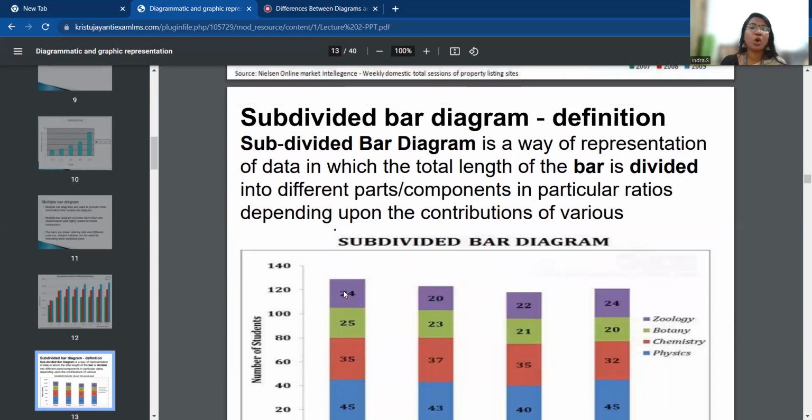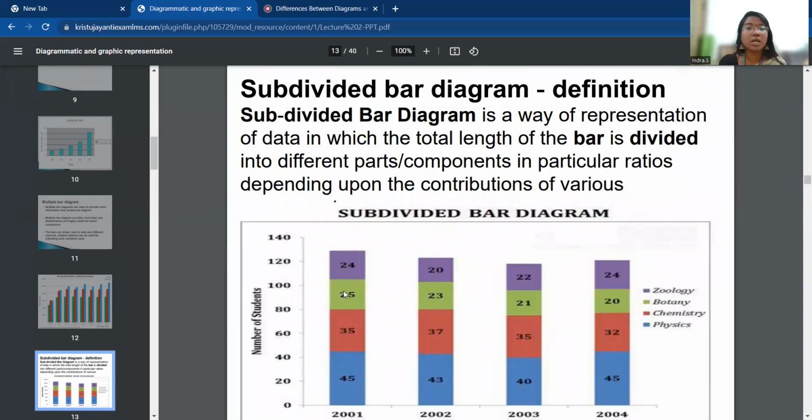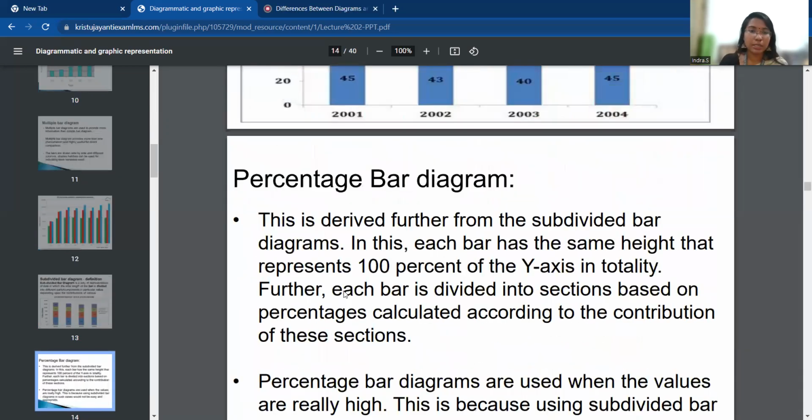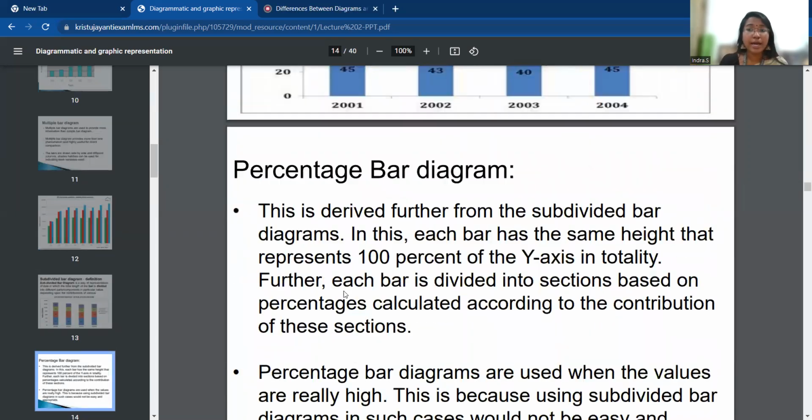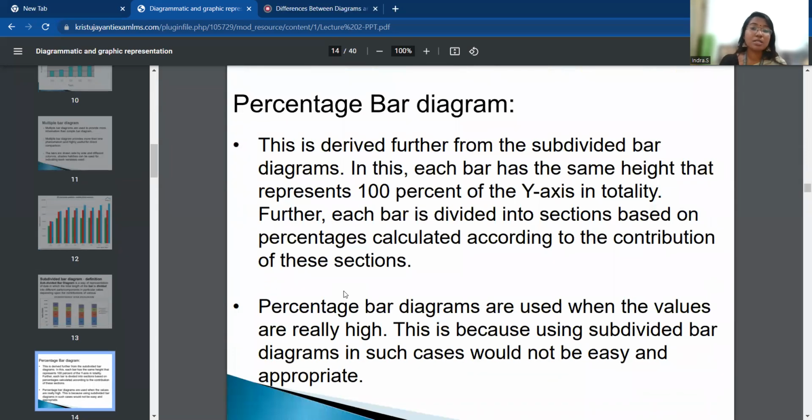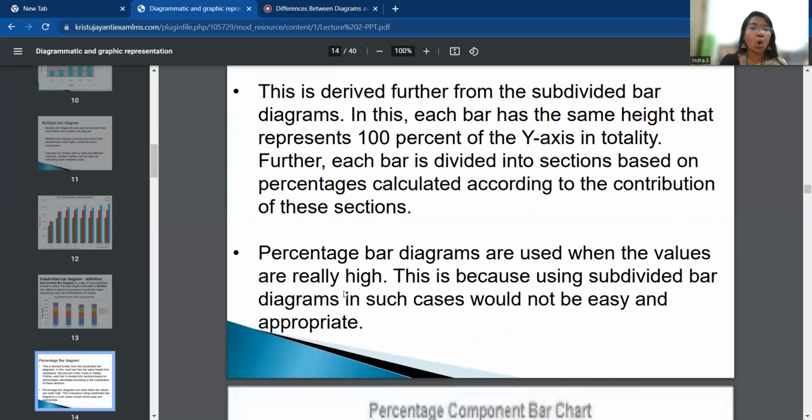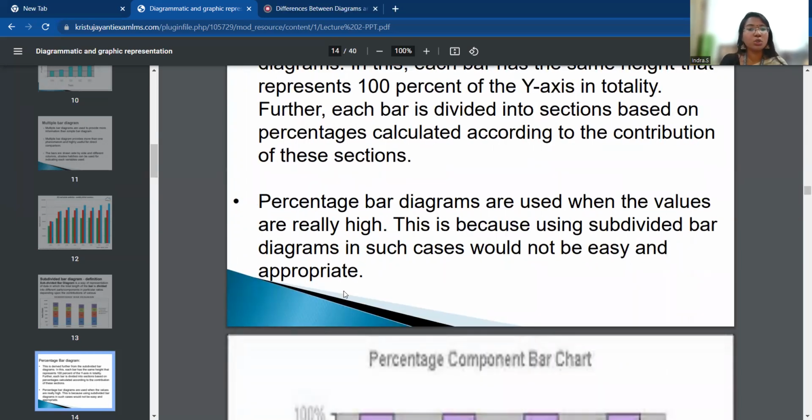A subdivided bar diagram is a way of presenting data in which the total length of the bar is divided into different parts and components in a particular ratio depending upon the contributions of various data. So these are the various types of data, and we have the percentage bar diagram. Now the percentage bar diagram is derived from the subdivided bar diagram itself. In this, if you see, each bar has the same height and the same breadth. Each bar is divided into different sections based on the percentages calculated earlier according to the contribution of each sector.